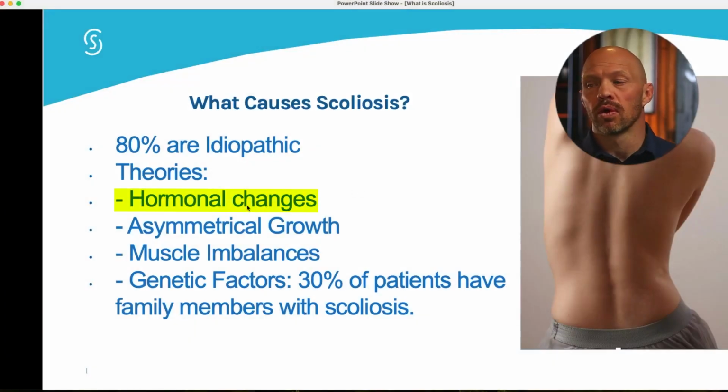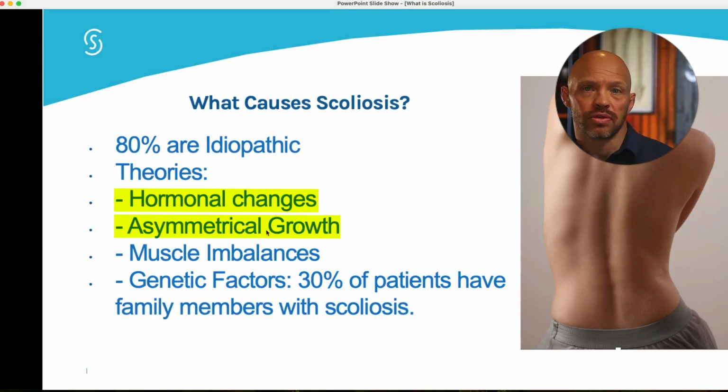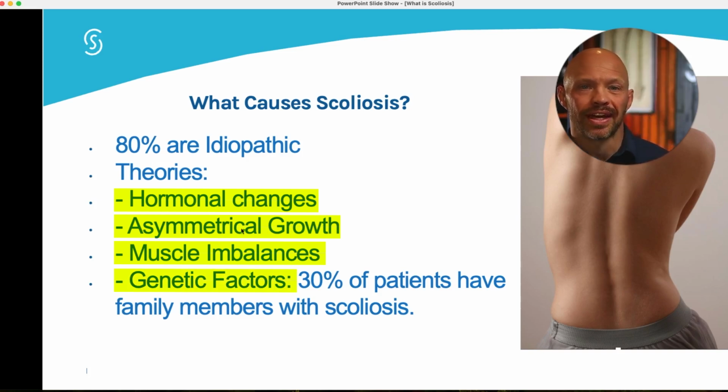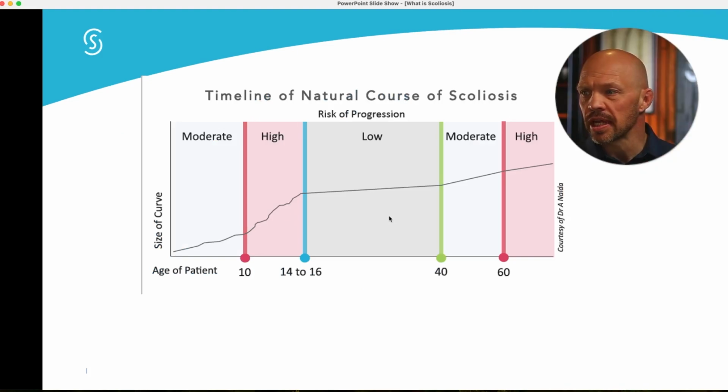Now, what exactly triggers that? It's probably multifactorial and there are different theories. Some people believe it's due to hormone changes. It could be due to asymmetrical growth or asymmetries in the body. It could possibly be some muscular imbalances. And like I said, genetic factors. So it's likely multifactorial. Now, what actually happens in this phase right here, the spine actually takes off and grows really severe.